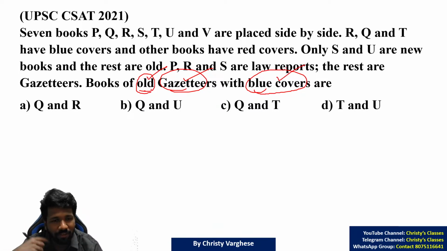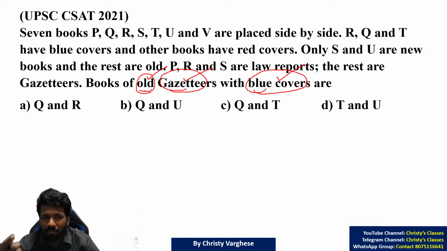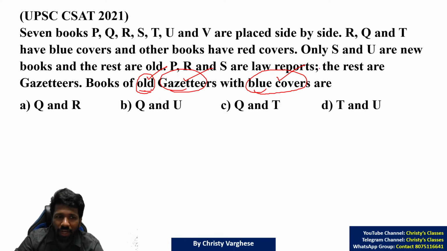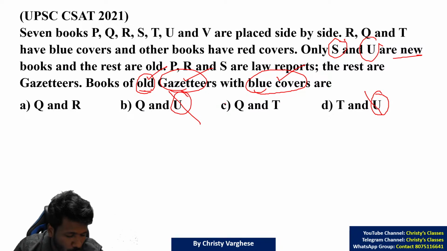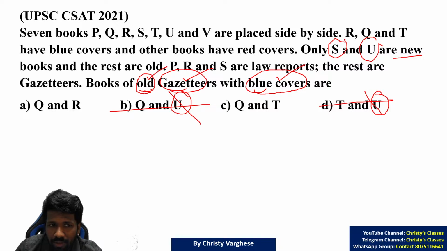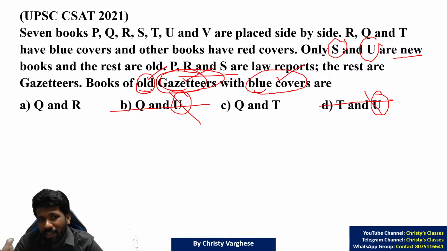That means in the last class we discussed the negation of the statement and all, right? It should be old means it should not be new. Any option having new in it, books with new in it, can be eliminated. S and U are new, so any option with S and U can be eliminated. Options B and D have S or U in them, that is why those two are eliminated. These two options are eliminated already. Now, P, R, S are lower reports. It should be gazetteers. So not gazetteers means it should be lower reports, because there are only two types of books.